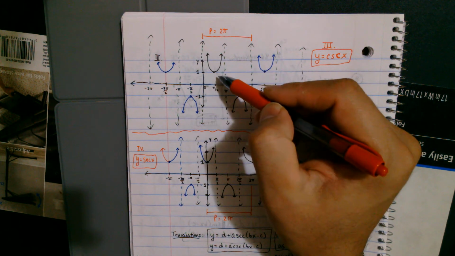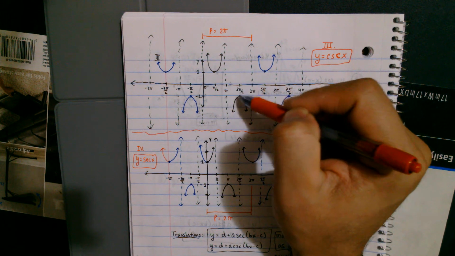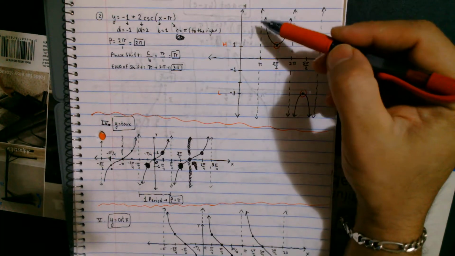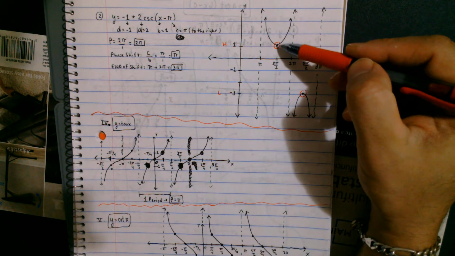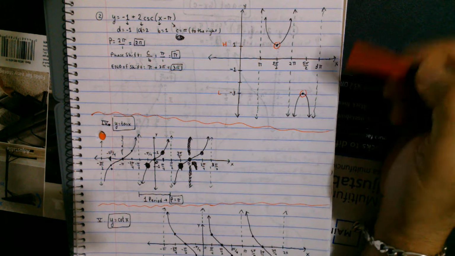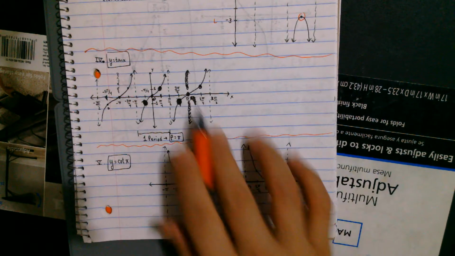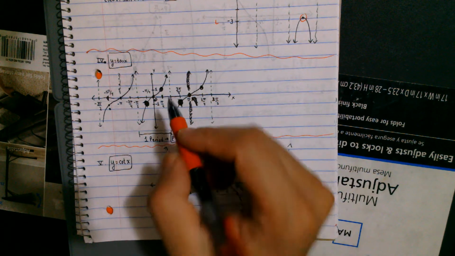Asymptote, highest, asymptote, lowest, asymptote. Asymptote, highest, asymptote, lowest, asymptote. And that's how you graph secant and cosecant. Now, tangent and cotangent are very similar.